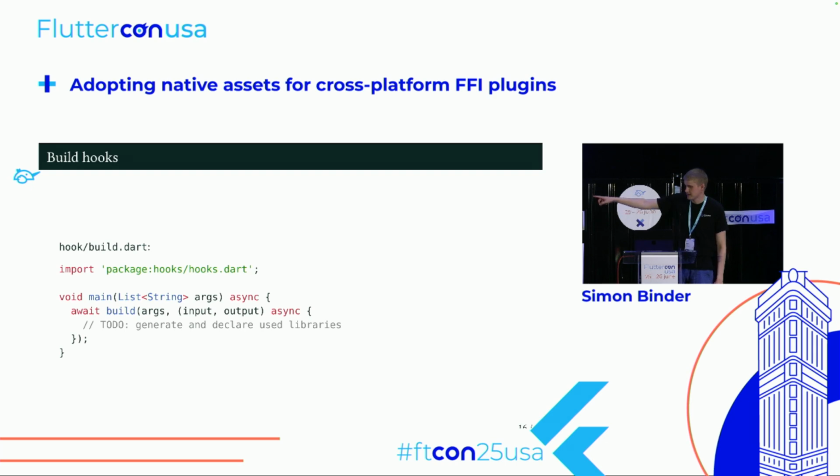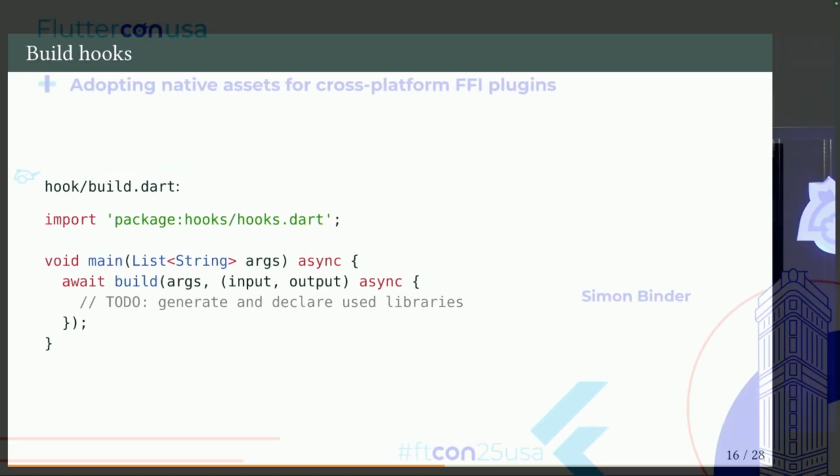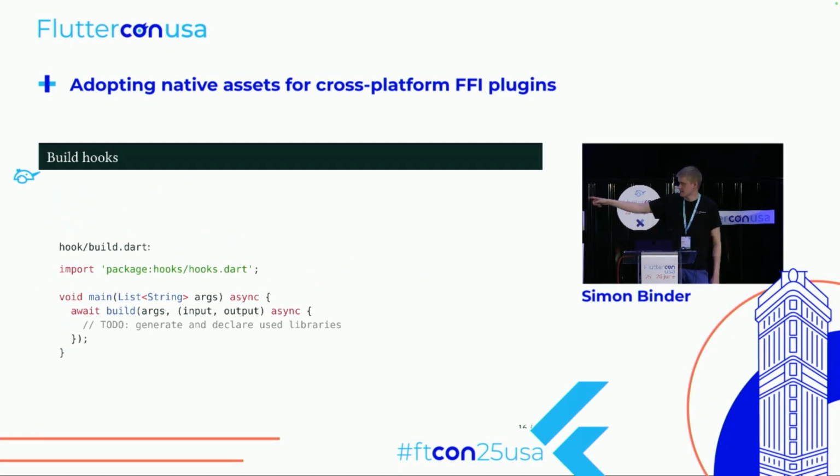So if you're writing a package, but this also works if you're writing an application, you create a folder named hook in your package, and then inside of that you put a build.dart file. And you import this helper package called package hooks. And since it's a regular Dart program, you have your regular main method taking all your arguments as a list of strings. And then the build method splits these arguments and provides you with a typed input and output representation of what your hook is able to do.